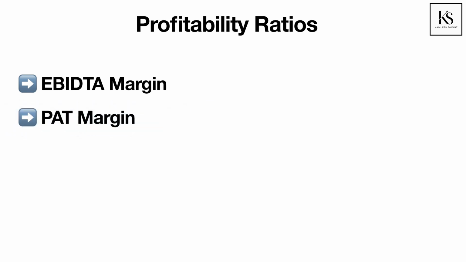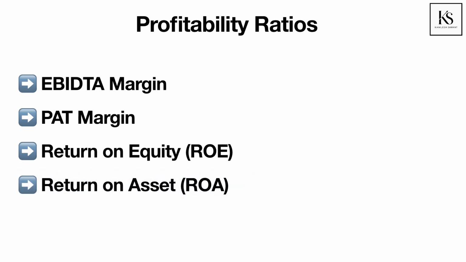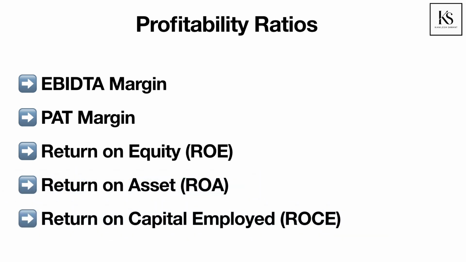We will look into the following ratios under the profitability ratio. EBITDA margin, that is called operating profit margin. PAT margin, return on equity, ROE. Return on asset, ROA. Return on capital employed, ROCE.